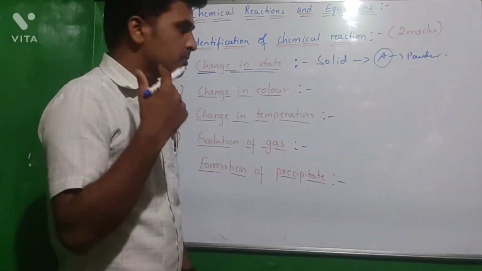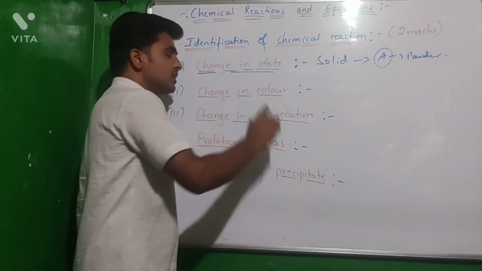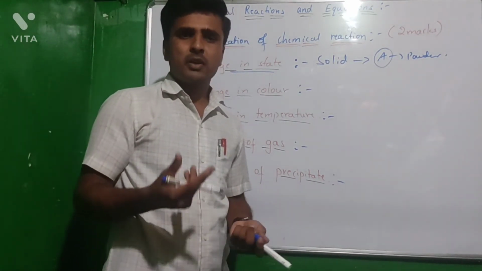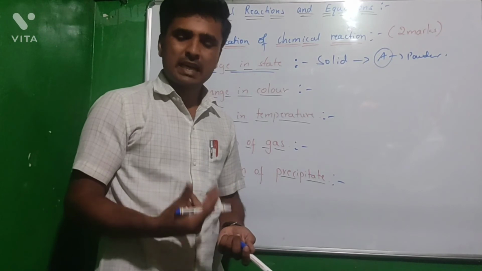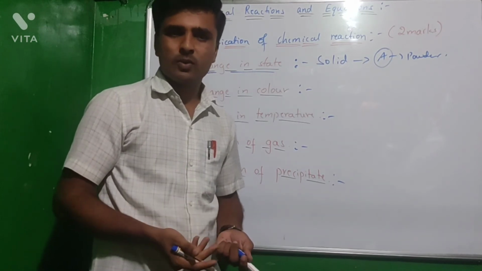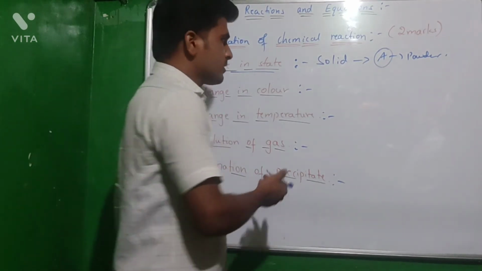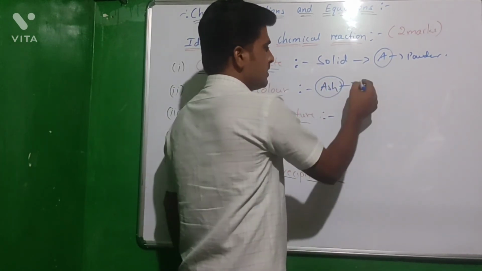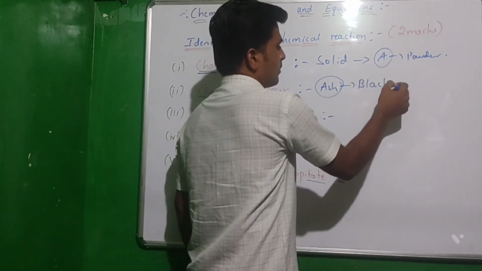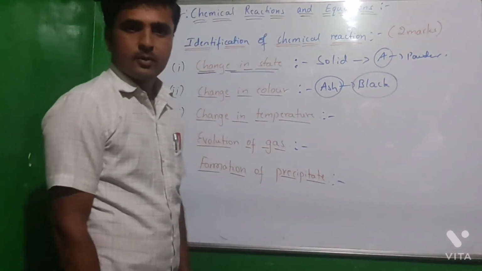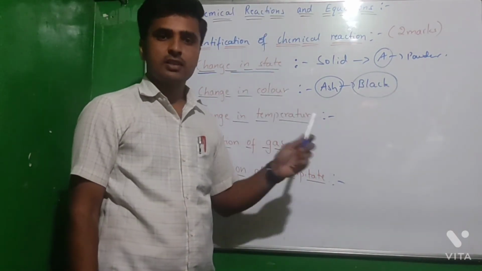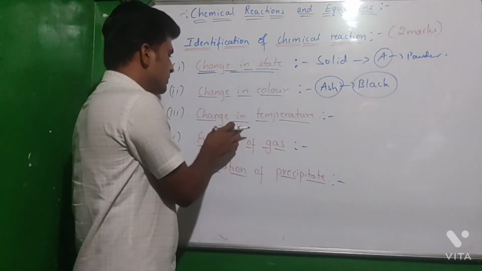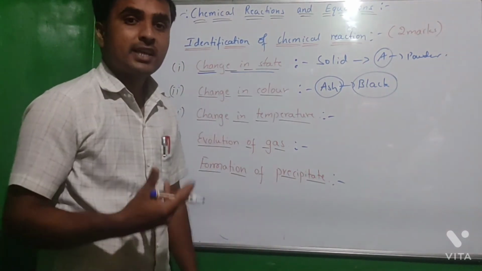Then the second observation is the change in color. The paper may be in white color, blue color, green color, or whatever may be the color. That colored paper is converted into ash, and definitely the ash is in black color. So there is a change in the color, so it is a chemical reaction.